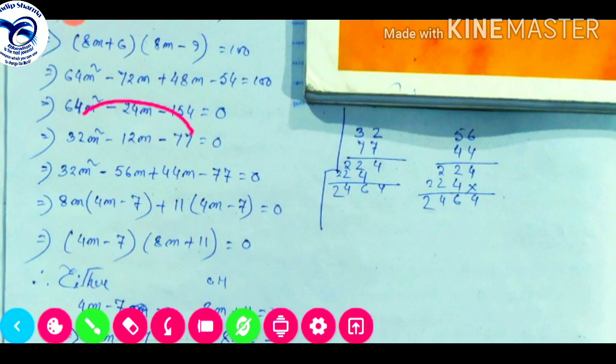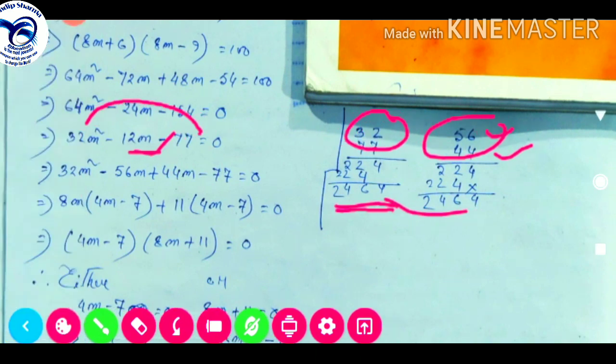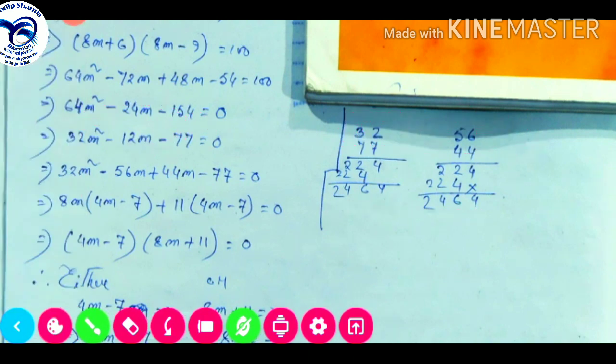So 77 into 32, if we multiply, it will be 2464. Now we need to find two numbers whose multiplication is 2464 and whose difference will be 12. So here we got 56 and 44. 56 minus 44 is equal to 12. If we multiply these two, we get the same product. So here we are using minus 56 plus 44, and minus 56 plus 44 will be minus 12.